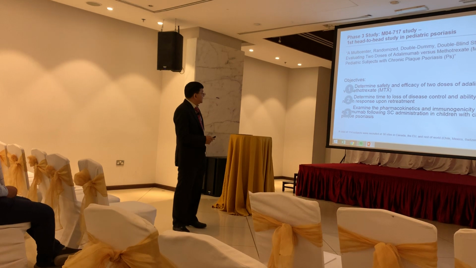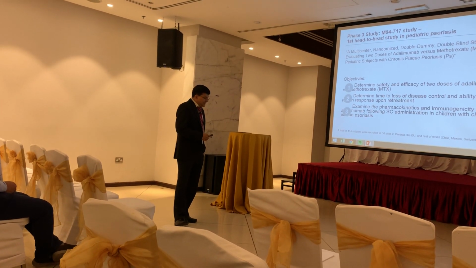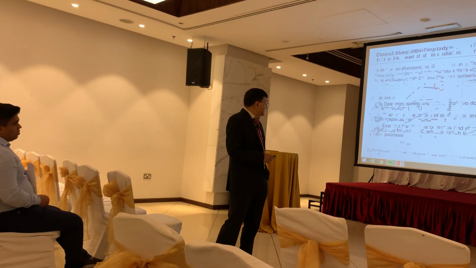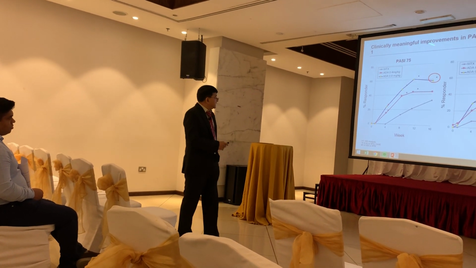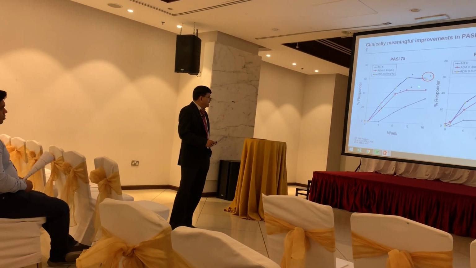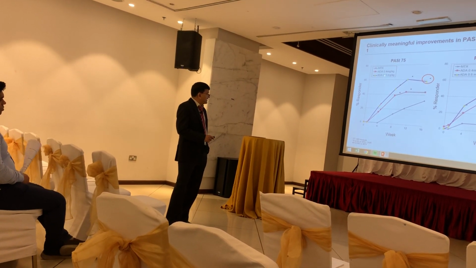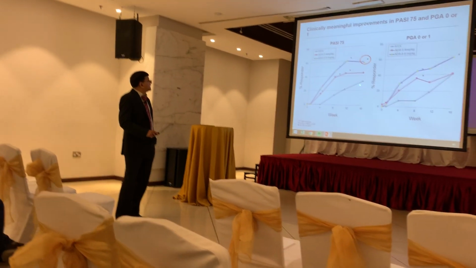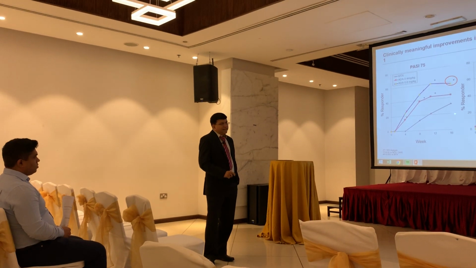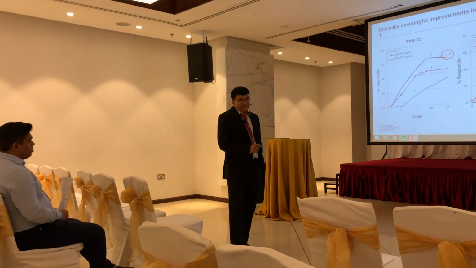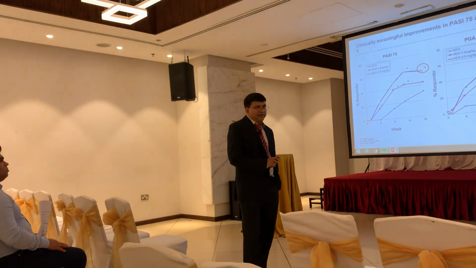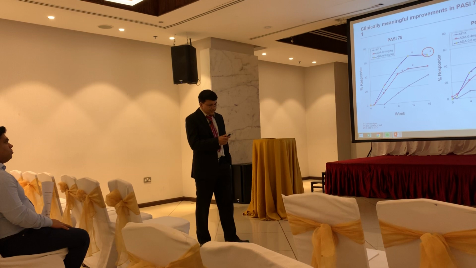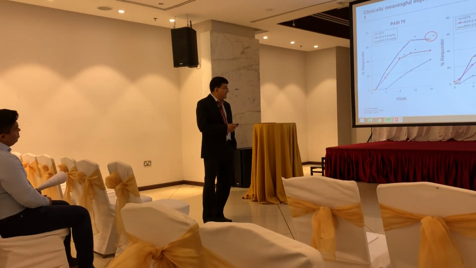So to put it in a nutshell, the safety and efficacy of adalimumab in pediatric psoriasis was studied, and as you can see, PASI 75 is achieved in nearly 60% of patients on 0.8 milligrams as compared to methotrexate, which shows a response of around 30. This is statistically very significant. So clearly adalimumab 0.8 milligram per kilogram body weight is a significant improvement over methotrexate in pediatric psoriasis.